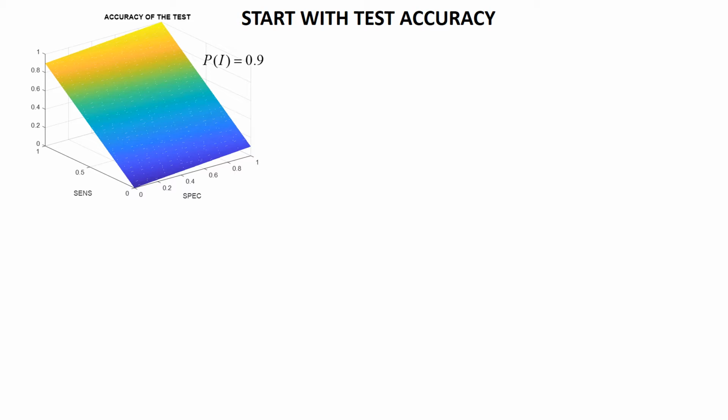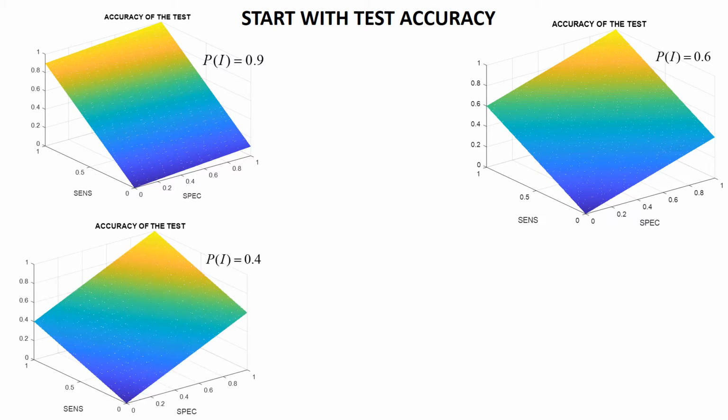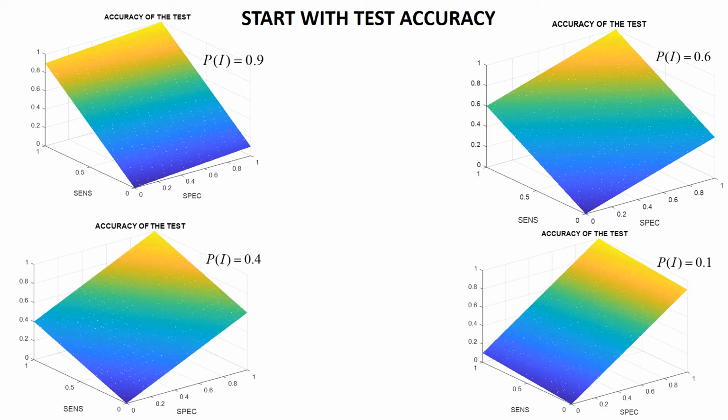So there's the original diagram with the prevalence at 0.9. And as we change to 0.6, 0.4, go down to 0.1, you see now that the specificity has a much greater effect on the accuracy of the test as you increase it. Of course, to get a totally accurate test, as you can see, if the specificity was 1 and the sensitivity was 1, then the accuracy would be 1.